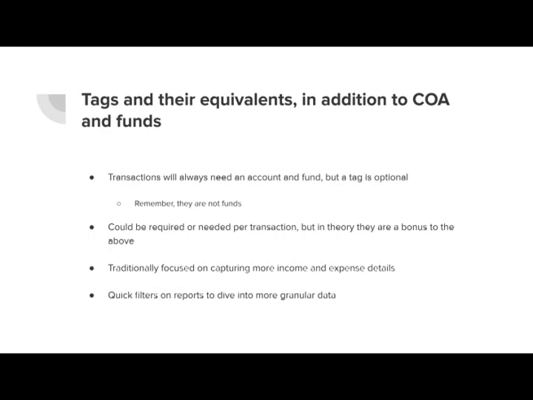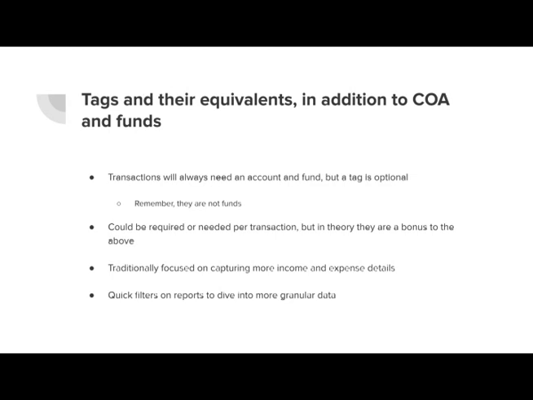Transactions will always need an account and a fund, but a tag is optional. So remember, this means that tags are not equivalent to funds. And for you QuickBooks people in the room, just keep tag and class as synonymous in your mind. Everything I'm about to describe as it relates to tag functionality is exactly the way that it works in QuickBooks as a class as well. So these things are optional. If I need to track something and I want it to have its own balance, its own carved out balance sheet amount, I want it to accumulate over years, I want it to be filterable into its own standalone entity that is in balance by debit and credit, it's its own thing. Chances are that is a fund.